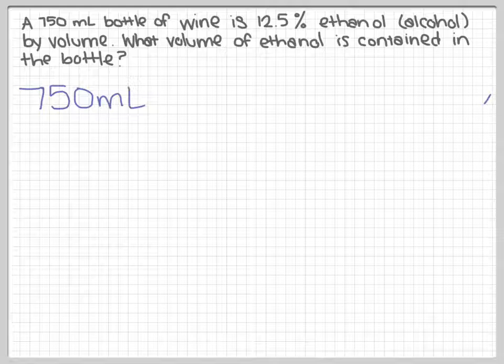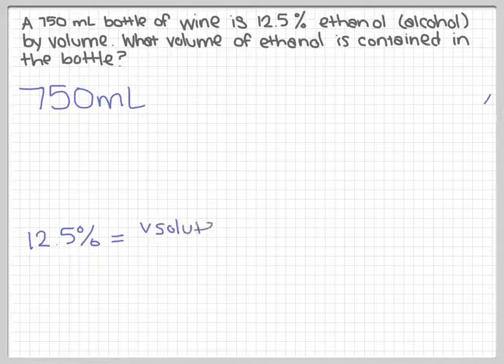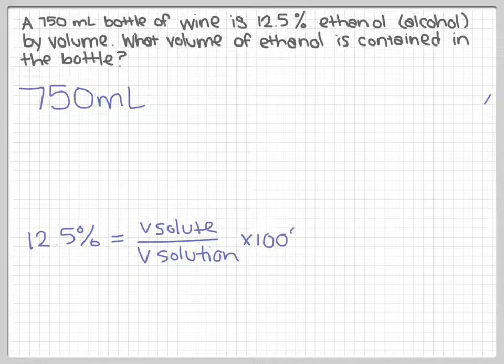Okay. Now I have a conversion factor that comes from this concentration. And what they've told me is that 12.5% is my measurement for my volume of solute over my volume of solution times 100%. And what you can see from this concentration is that I can rearrange this formula into a conversion factor. So it's going to look like this.